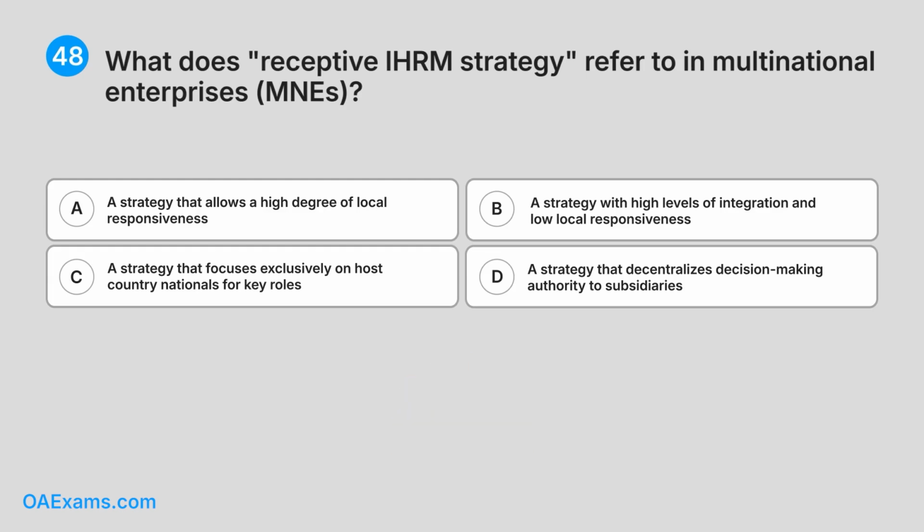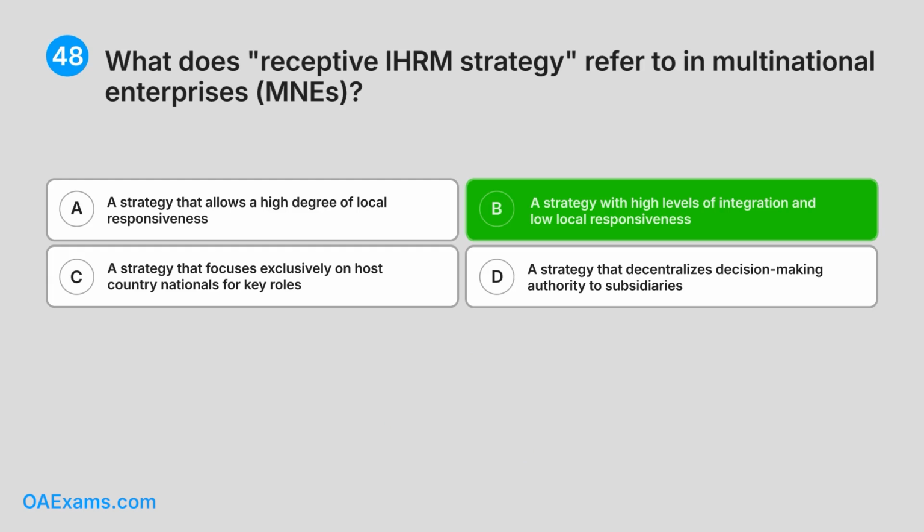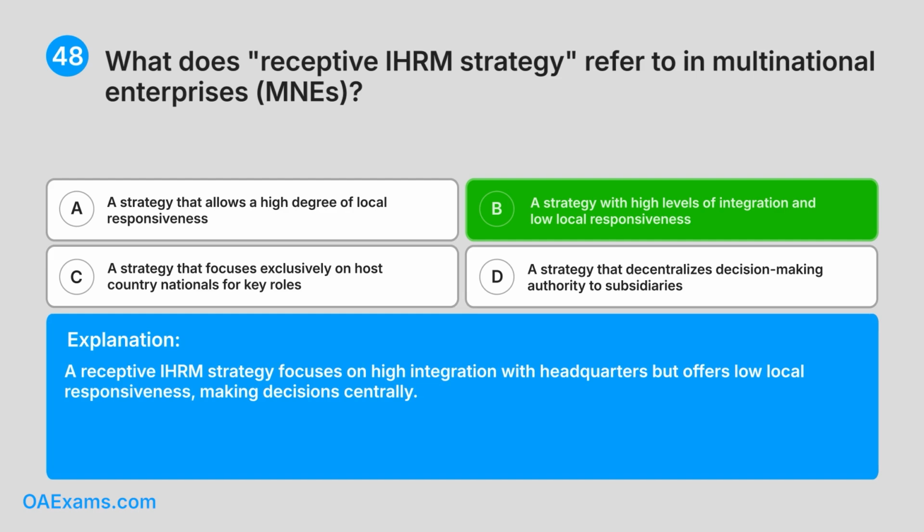Correct answer, B. A strategy with high levels of integration and low local responsiveness. Explanation. A receptive IHRM strategy focuses on high integration with headquarters, but offers low local responsiveness, making decisions centrally.